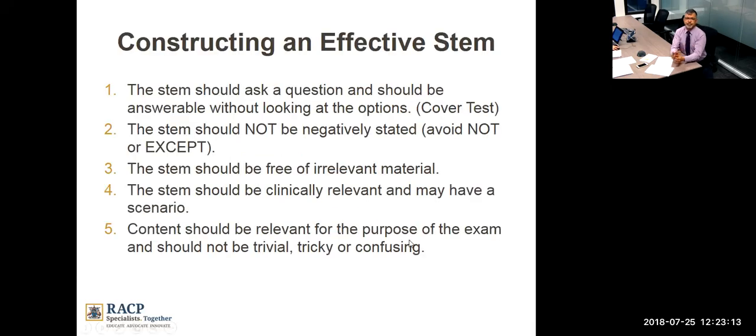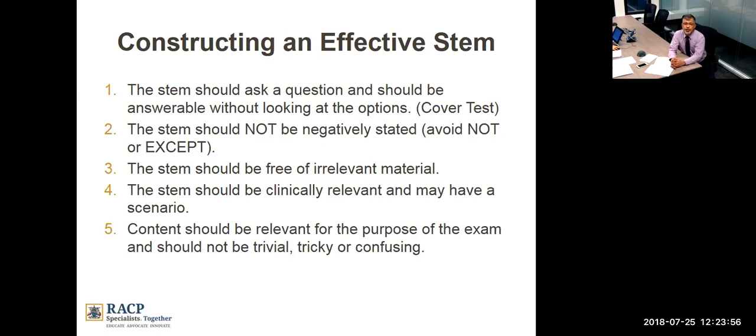Now, with regard to constructing an effective STEM, I'm going to give you some examples, and this will make a lot of sense to you afterwards. The first thing is the STEM should ask a question. It should be answerable without looking at the options, and that's the cover test. I'll give you some examples of that in a second. What we should try to do is avoid what I called before mental gymnastics. We don't want things that look tricky. That means we should avoid nots if possible, and try to avoid except questions, which I'll talk about a little later as well. Tricky is bad because it introduces irrelevant difficulty, and that's not what we want.